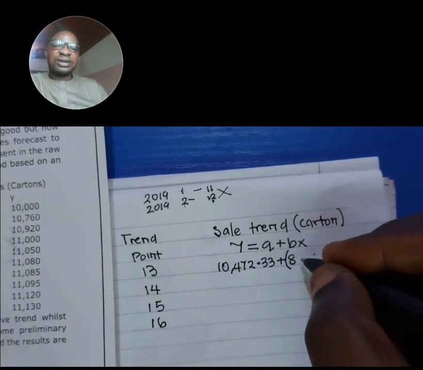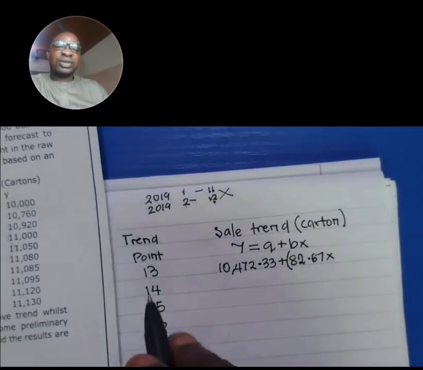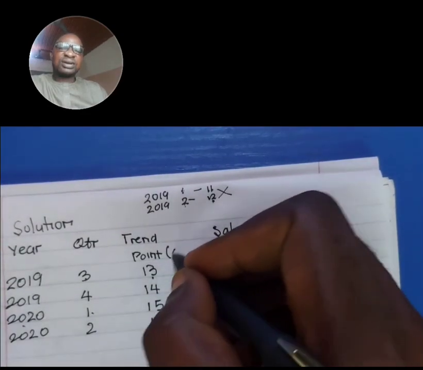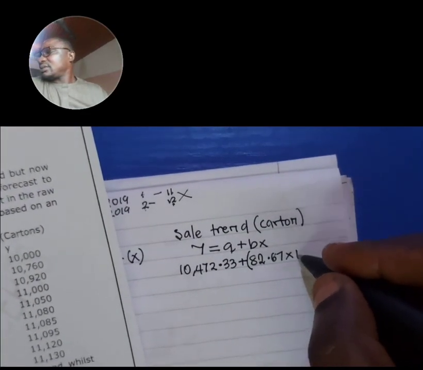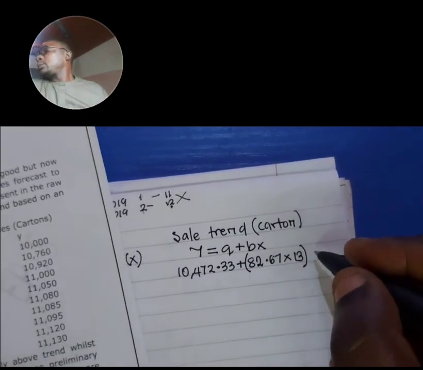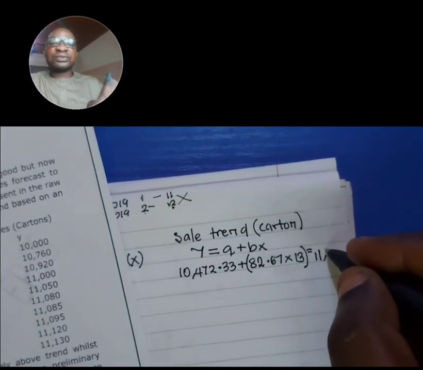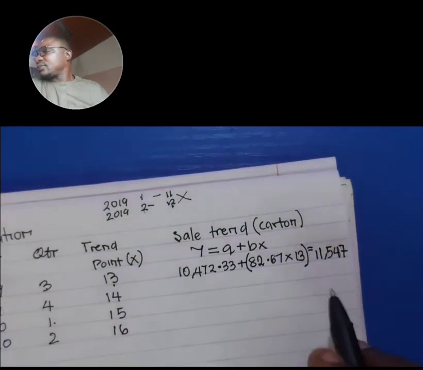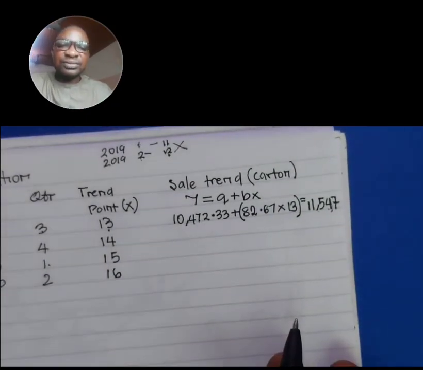In the bracket 82.67 multiplied by level of activity, which is X. This is the trend point, which is X, then multiplied by 13. This will give us 11,000 from your calculator. If you have a Casio calculator, it gives us 11,547. So students, take note of that.